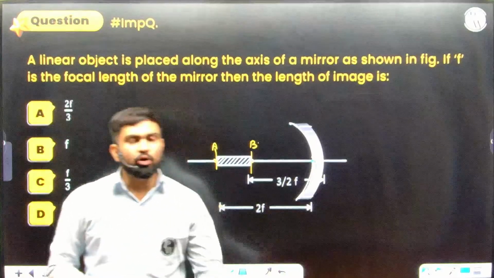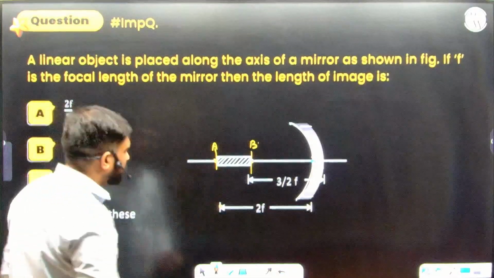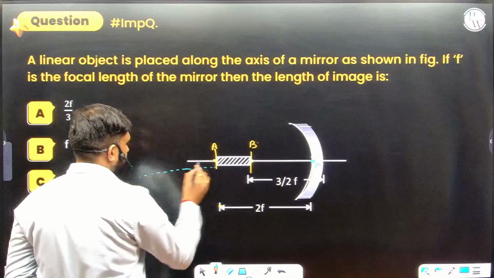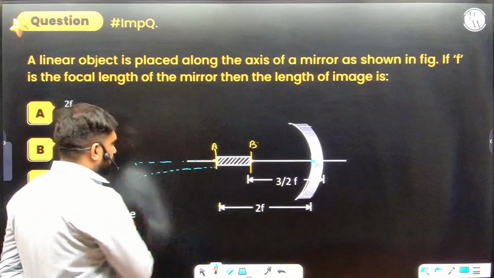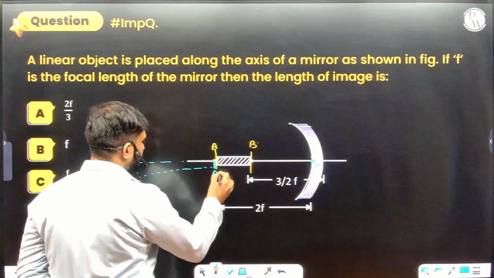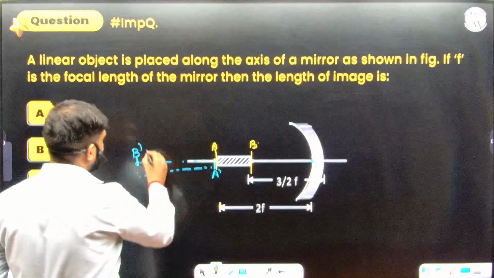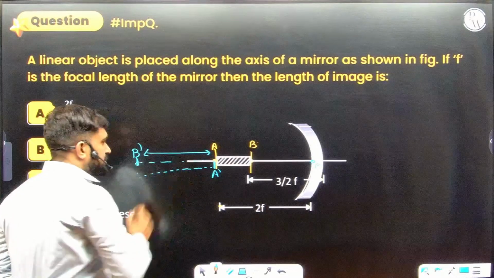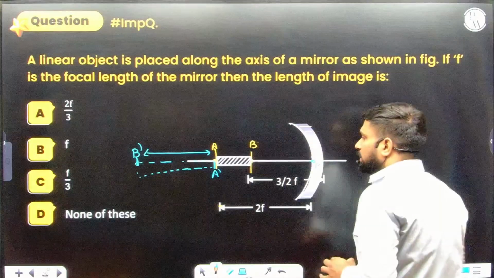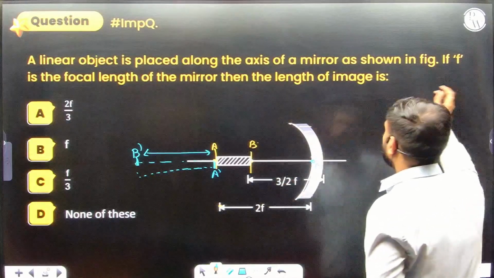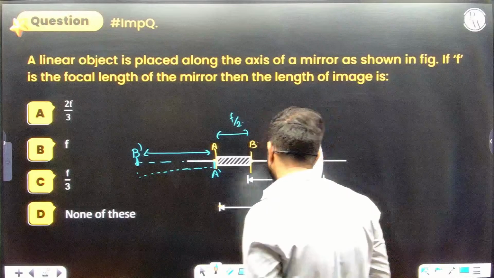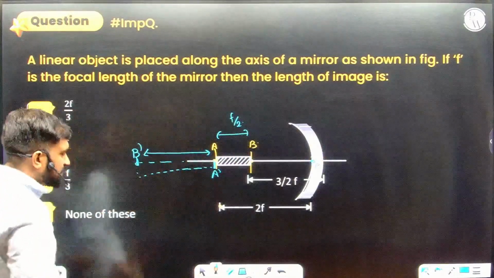So its image will be formed beyond 2f, behind this, correct or not? So if I draw, its image will be formed here, like this. This will be the image of B, I'll call it B dash, and this will be the image of A, I'll call A dash. And we need to get the length of the image, that means this distance, B dash minus A dash or A dash minus B dash, magnitude wise, the length of the image. So here I can easily say the length of the object was f by 2, correct or not? So we can figure out what will be the length of the image.